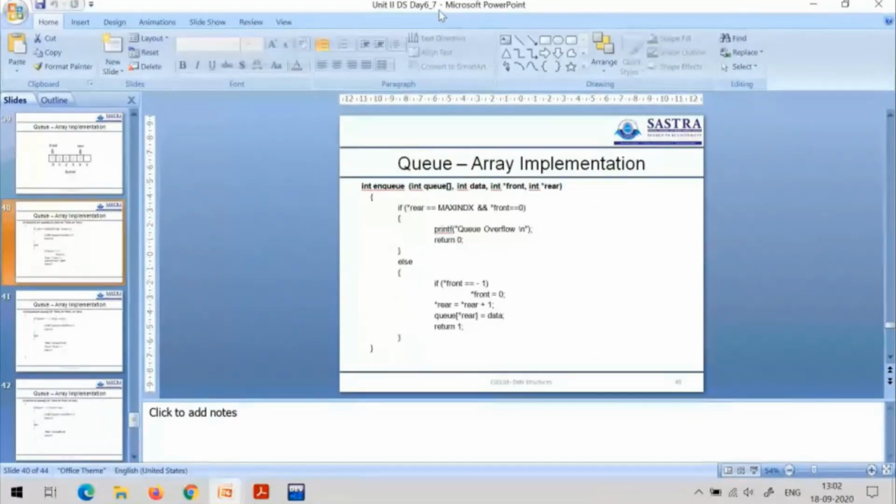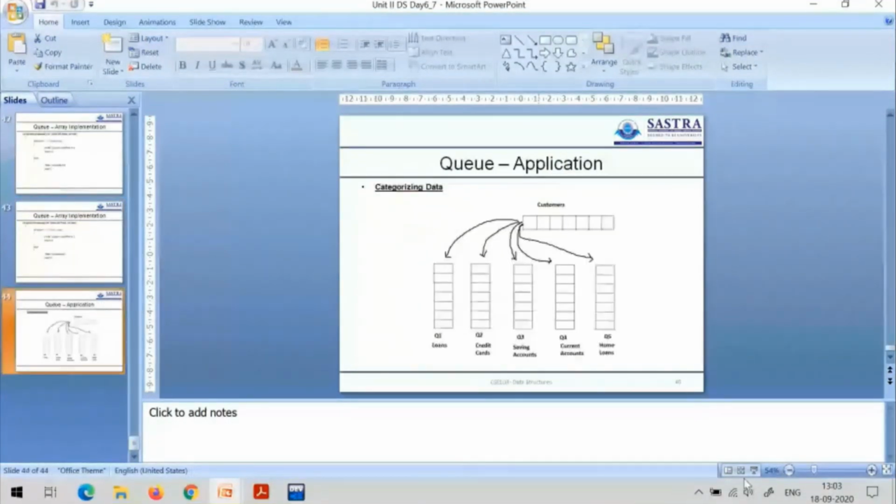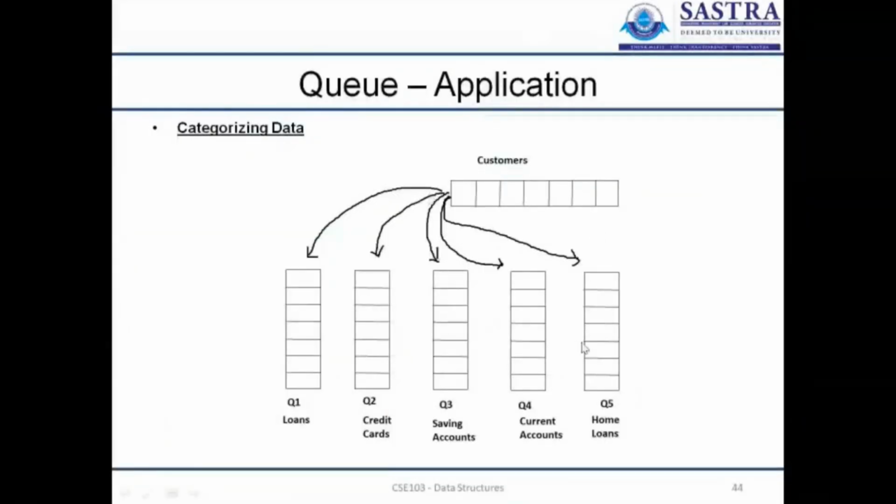Here we passed the stack array, queue array, and the respective data, front and rear values to the functions, and we implemented the stack and queue data structures using an array. We also discussed one application of a queue, that is categorizing data. The bank example illustrates the categorizing application. Based on the request category, each customer will be served by different queues. This we discussed in our last class.